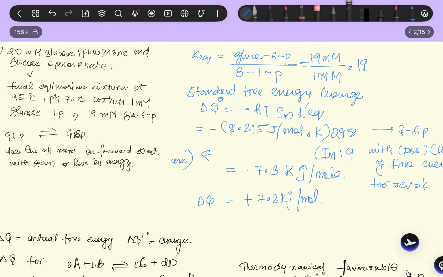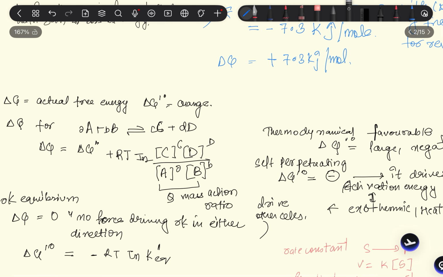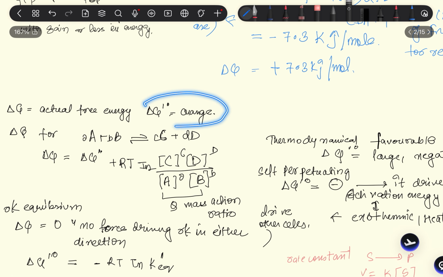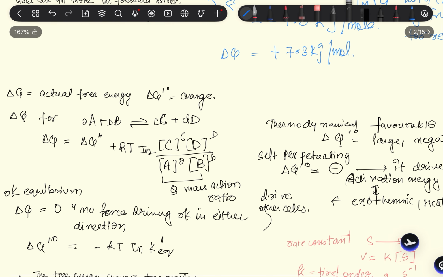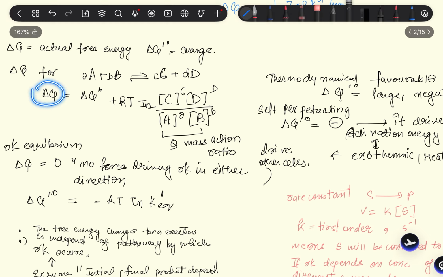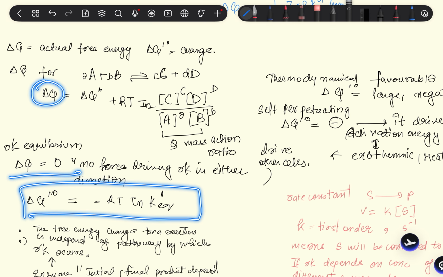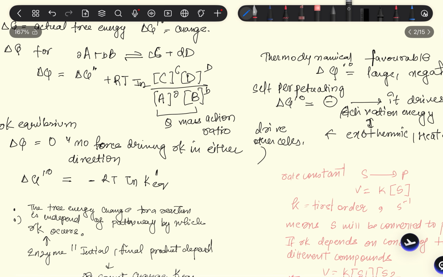If you want to calculate the standard free energy change, that is delta G naught equals minus RT ln K equivalent. Now, the important thing is that this is the standard change and this is the actual free energy. So delta G would be the standard free energy change plus RT ln of C, that is the product, divided by the substrate, with A coming into the power. Now, if the reaction is at equilibrium, your delta G would be 0 and therefore this equation comes into being. Okay, so that is the more important thing.